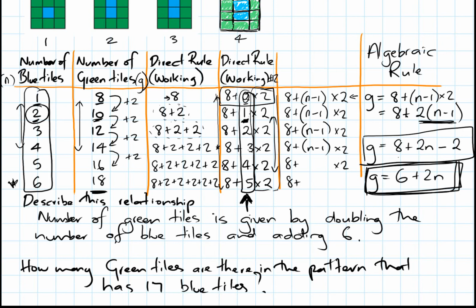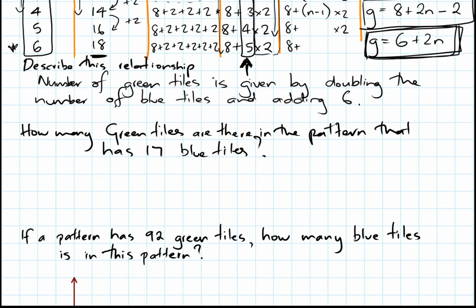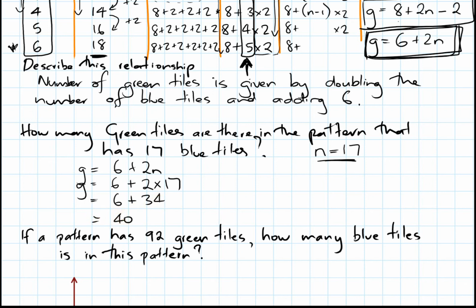Okay, let's look at using this rule to answer some questions. How many green tiles are there in the pattern that has 17 blue tiles? That means N, which is the number of blue tiles, is equal to 17. So I'm going to use my algebraic rule and substitute in N equals 17. So G, which is the number of green tiles, is equal to 6 plus 2 times 17. Just evaluate that: 6 plus 2 times 17 is 34. So the final answer is 40. So the pattern with 17 blue tiles has 40 green tiles.